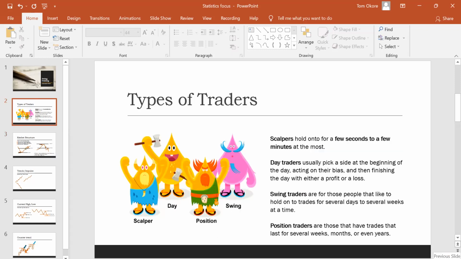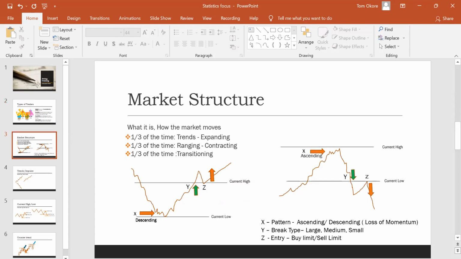So this really is up to you. You'll have to go and read this so you can understand more about the types of traders and who you are. The next slide is about the market structure. This slide summarizes pretty much everything that you're going to be learning in this course. So this is a very, very important slide.